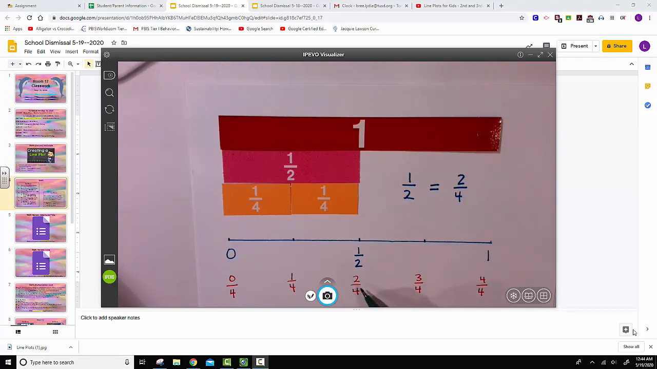So you can see we have 1/2 is equal to 2/4. Similarly to our fraction strips, 1/2 equals 2/4. The same is true on our number line. 1/2 is equal to 2/4.